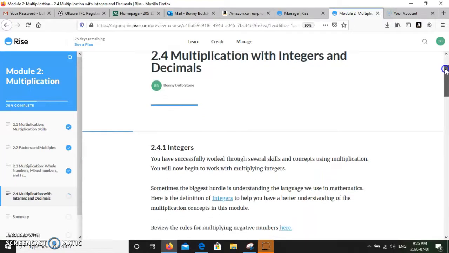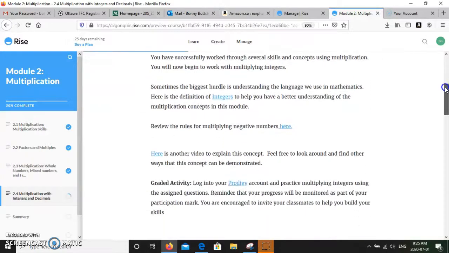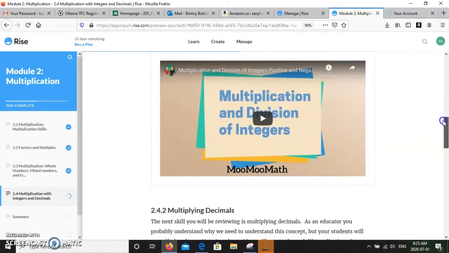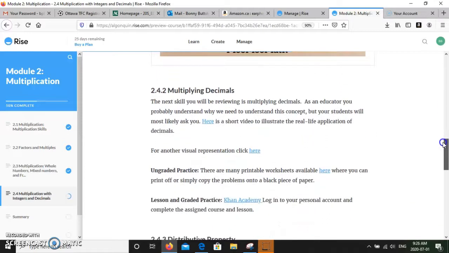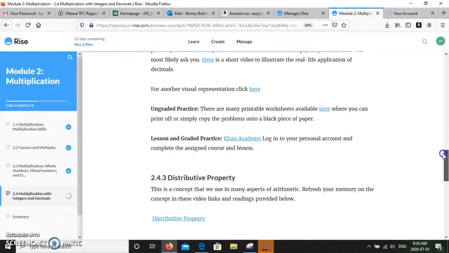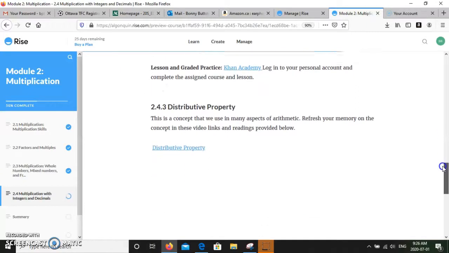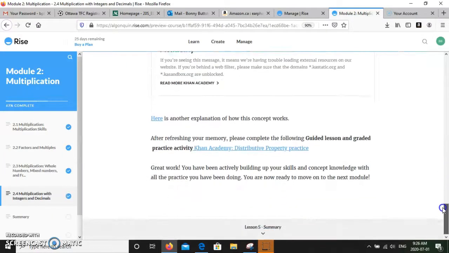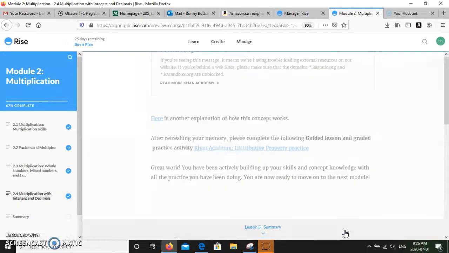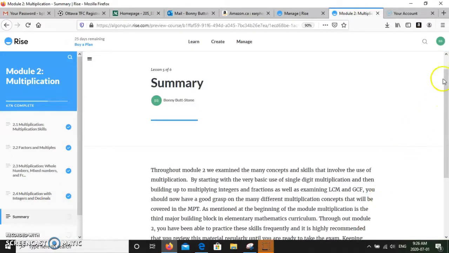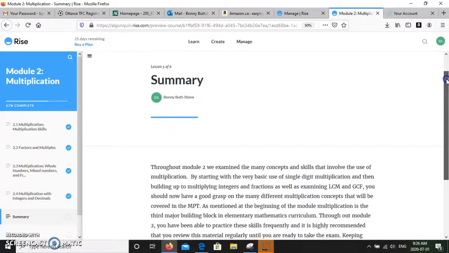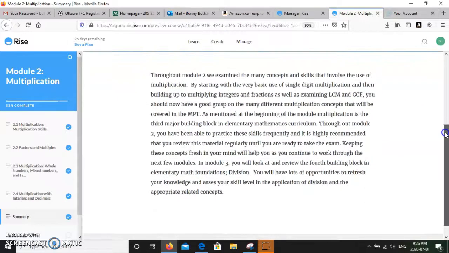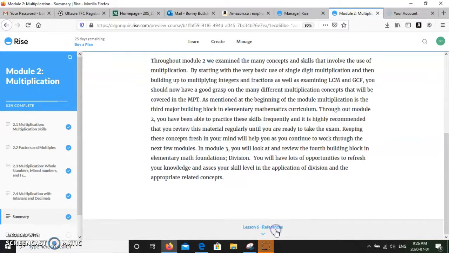Final lesson 2.4. The embedded links, another graded activity, a few more videos. And again, quite a few embedded activities, videos. And then we move on to the summary. And then finally the references page.